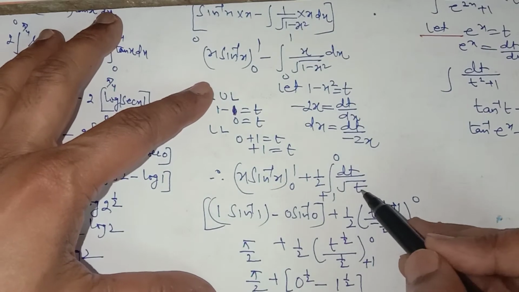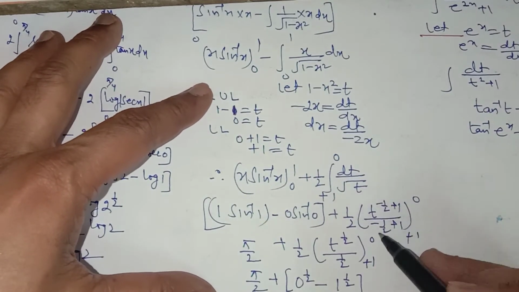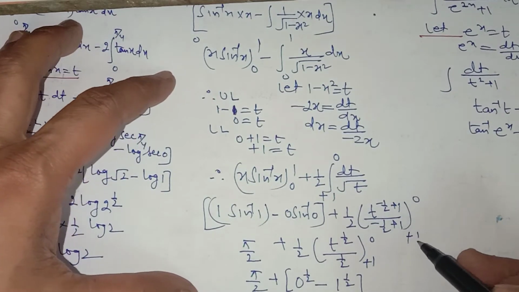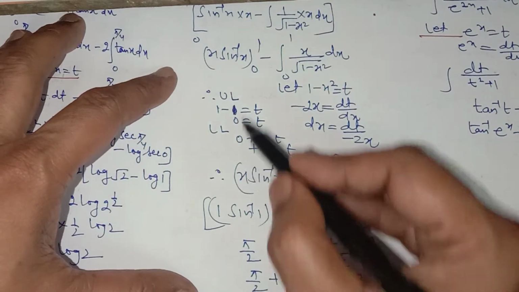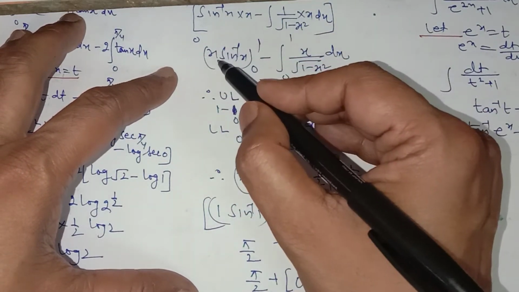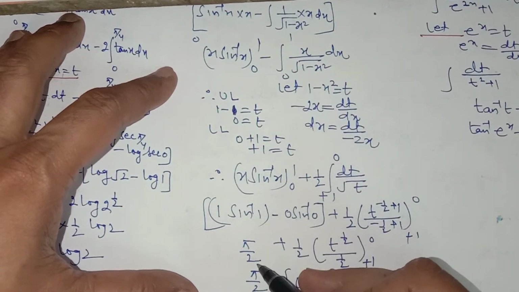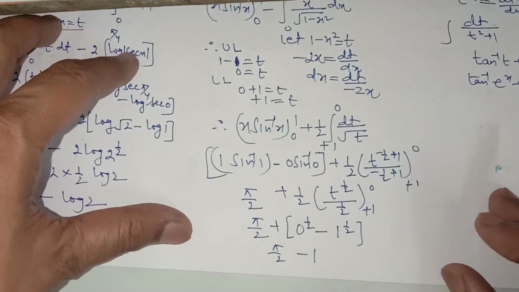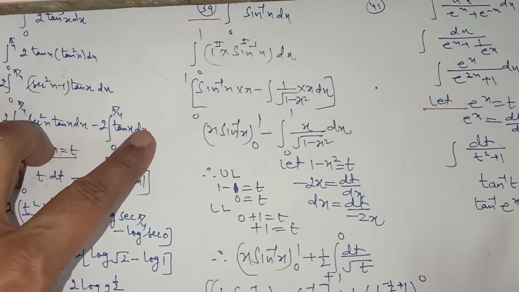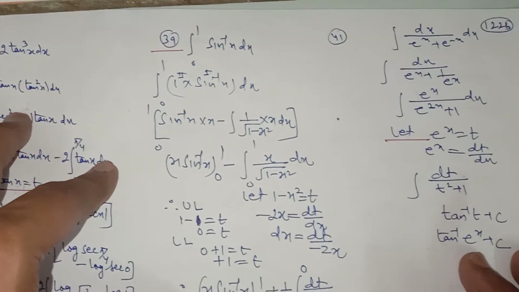And you can integrate t to the power half, which is t to the power minus half plus 1 upon minus half plus 1. Limit is 1 to 0, and this already have done, integral x sine inverse x from 0 to 1, so upper limit minus lower limit, sine inverse 1 is pi by 2. So this is the integration of sine inverse x with the limit 0 to 1.